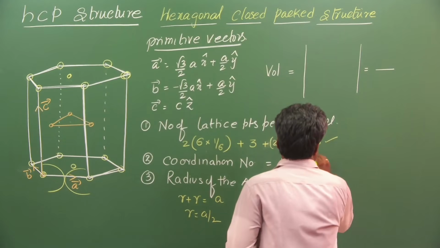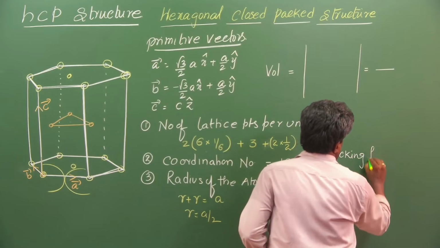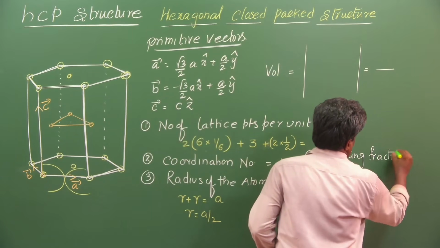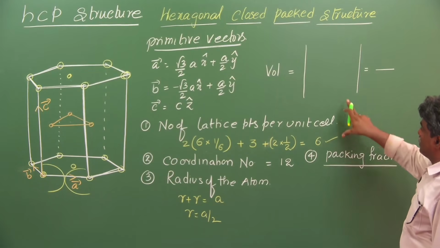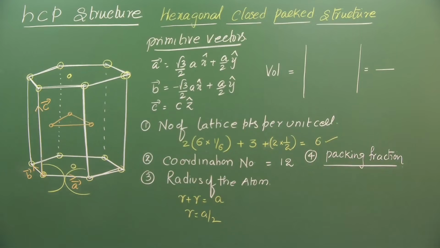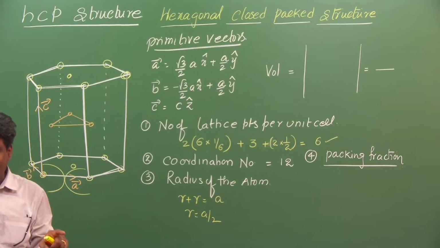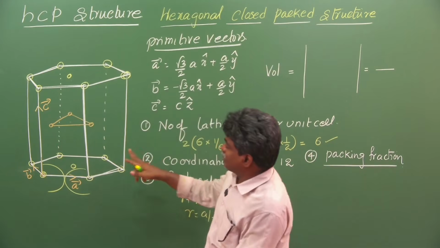Next, fourth one: packing fraction. I will explain packing fraction separately because I want to say some more things. Please find the volume and tell me. Please draw the diagram and show me. First the hexagon, what is the problem? If you draw two proper hexagons, you won't get this shape. Both will coincide. That's the problem. If they coincide, you can't show these things.